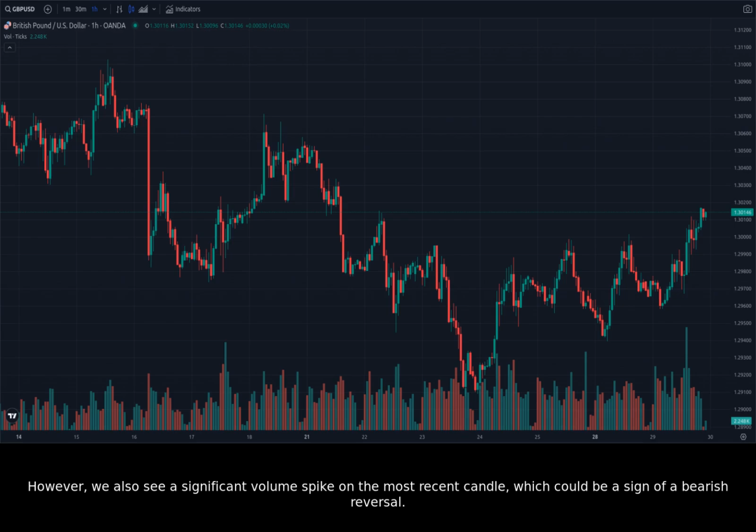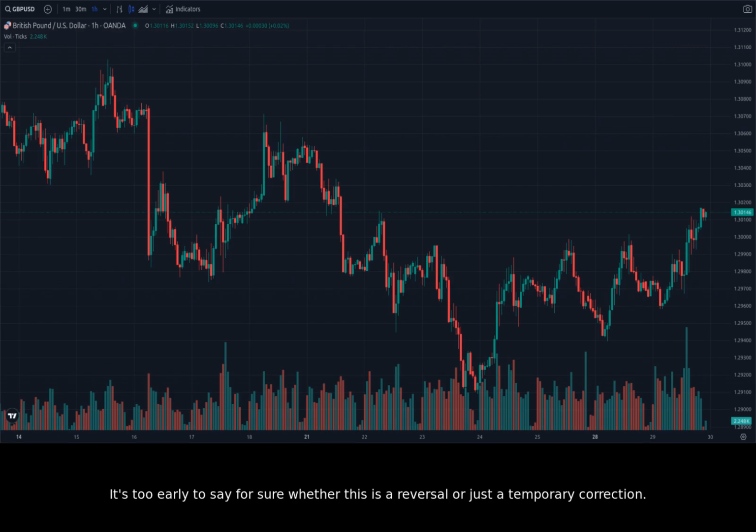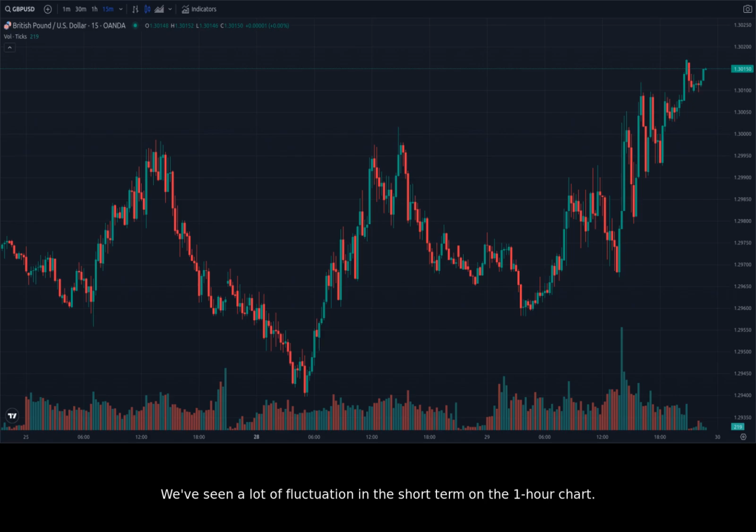However, we also see a significant volume spike on the most recent candle, which could be a sign of a bearish reversal. It's too early to say for sure whether this is a reversal or just a temporary correction. We'll need to watch the next few candles to see how the price action unfolds. We've seen a lot of fluctuation in the short term on the 1-hour chart. Let's see how the 15-minute chart is showing us this price action.